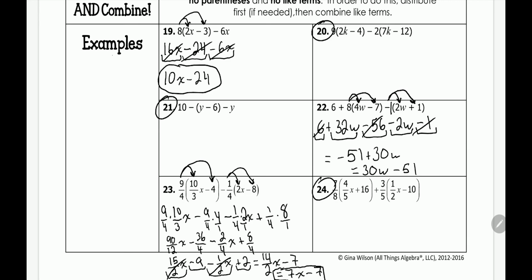Alright, so the only problems that you have to do by yourself are number 20, 21, and 24.